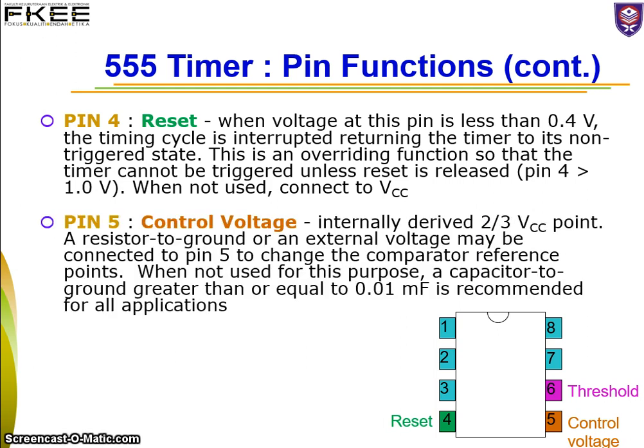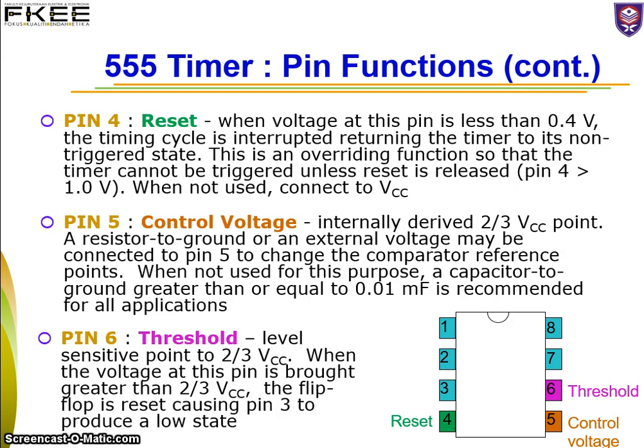And we have pin 5, which is the control voltage. The control voltage internally derives the 2/3 of VCC. Usually we'll connect it to a capacitor if we want to use it as astable and monostable. Otherwise, it can be used by connecting a resistor to the ground or an external voltage when we want to use the 555 timer as a VCO.